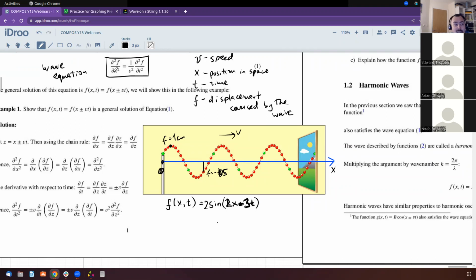Oh, you don't have the whiteboard link. It's the same whiteboard link as every time.